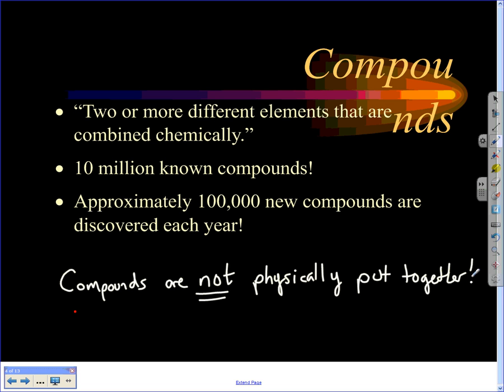But just to give you an idea, if we're assuming 365 days, not counting leap year, that's about 274 new compounds discovered every day. And if you were to break that down into 24 hours in a day, just doing a quick calculation here, that's about 11 compounds an hour. So that's a lot of compounds being created a year. And compounds, remember, are two or more different elements. They have to be different.